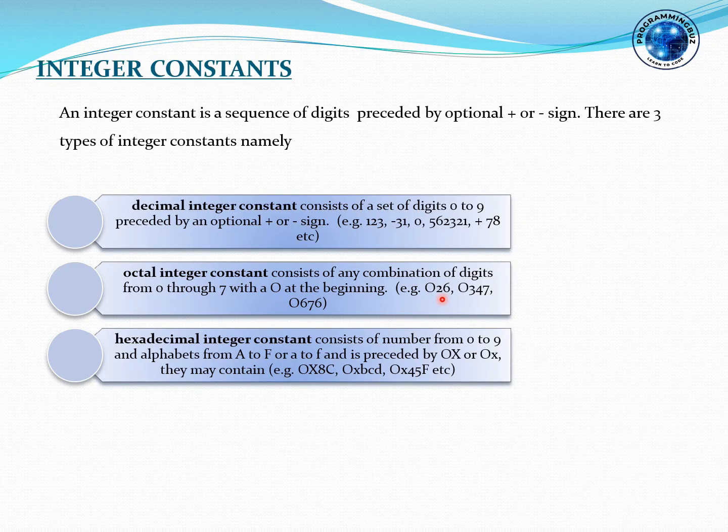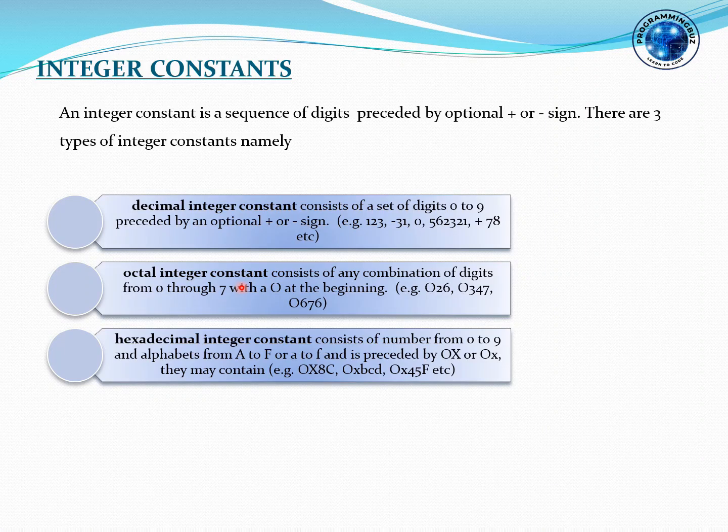So 026 will be considered an octal integer constant, and if you simply write 26, then it will be considered a decimal integer constant. 0347 is also an octal integer constant. Any constant which is preceded with 0 and has digits from 0 to 7 is considered an octal integer constant.